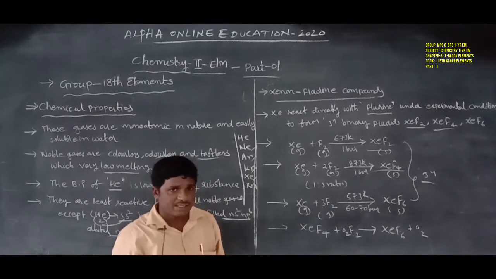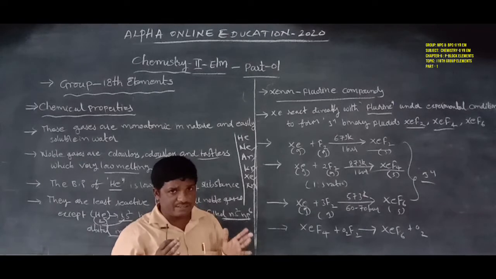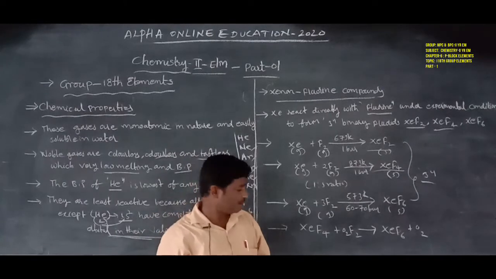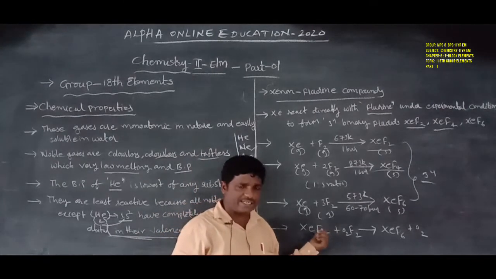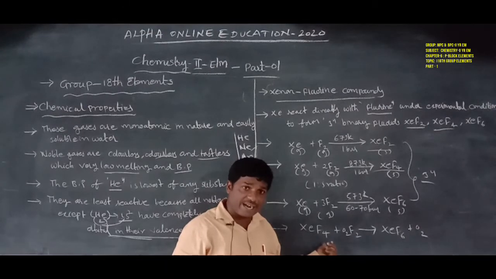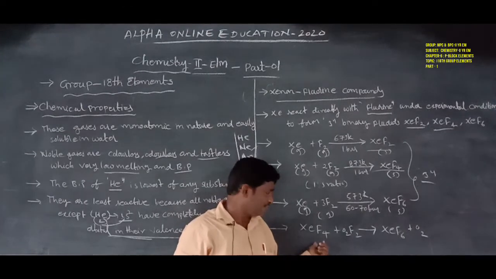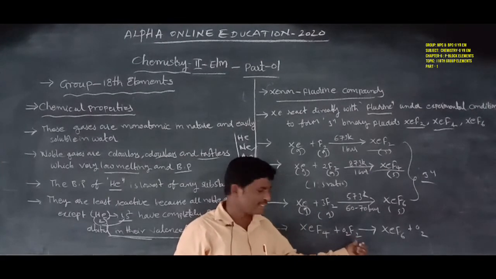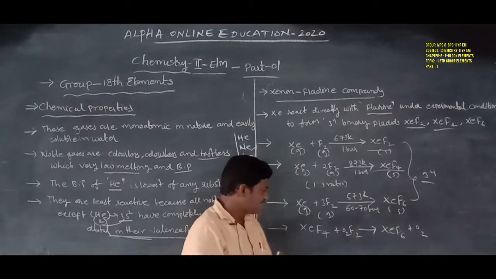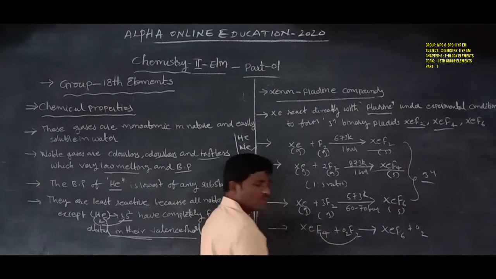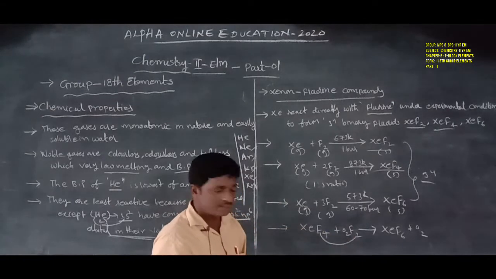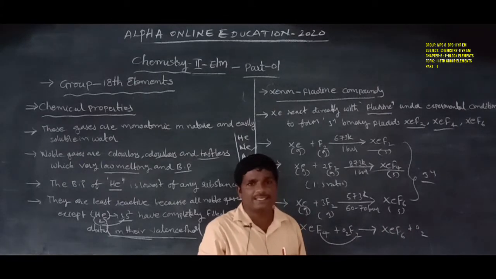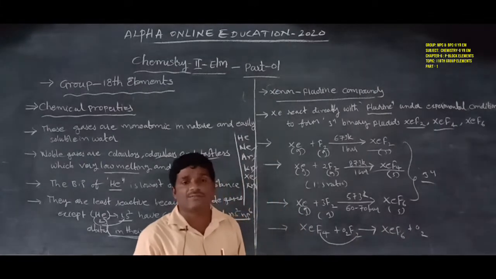Next, xenon dissolved in water forms xenon oxy compounds. Here, 4 fluorine atoms react with xenon to form xenon tetrafluoride. Xenon tetrafluoride reacts with dioxygen difluoride, O2F2, and the 4 fluorine atoms combine with another 2 fluorine atoms, 4 plus 2 is 6, forming xenon hexafluoride and O2. That is the preparation of the xenon fluoride compound.